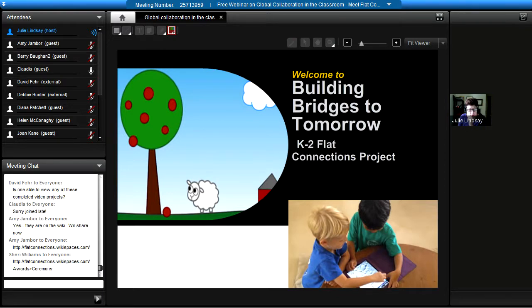Still having trouble with this slide moving forward. It's the weirdest thing. Sorry about that. As soon as I find that handle again, I will move this slide forward.